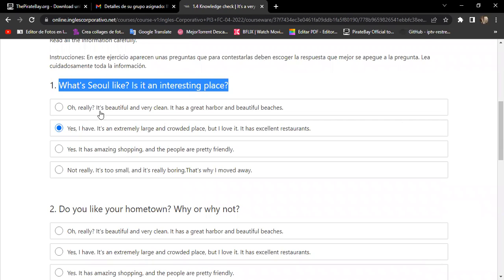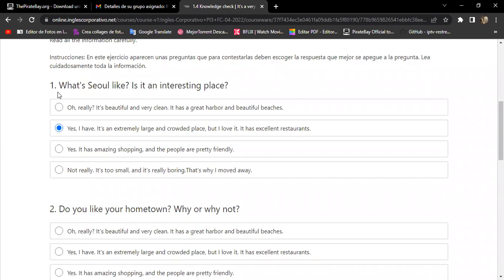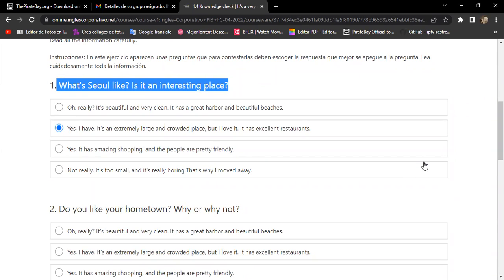Okay. So, entonces, what is Seoul like? Is it an interesting place? ¿Qué dice allí, Catherine? ¿Cómo es Seoul? Ajá. ¿Y la segunda pregunta?